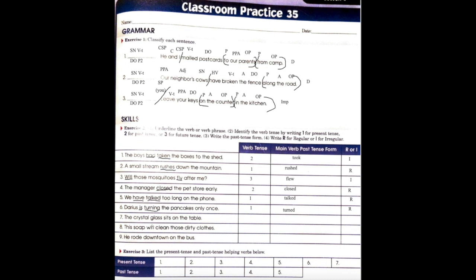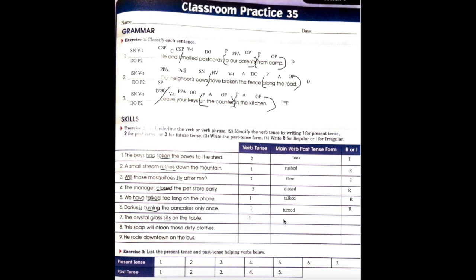Number 7, the crystal glass sits on the table. Sits is our verb. We don't have a helping verb. So since we don't have a helping verb, we can look at the tense of the main verb. It is sits. The tense of that verb is present. So that means we're going to write a number 1.